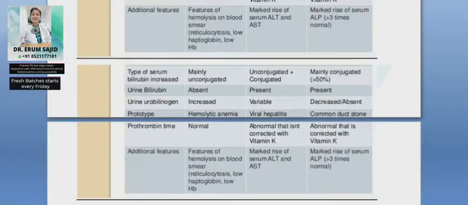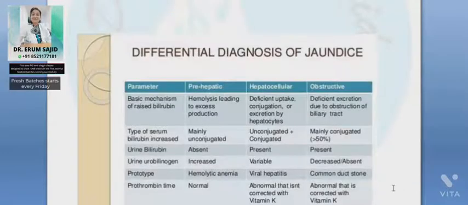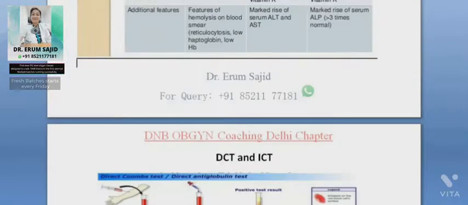See over here, it's going to be markedly decreased, or even absent. Urine urobilinogen is absent or markedly decreased, and this is basically because of a common duct stone, and the hepatocellular pattern is usually because of some kind of hepatitis. So this was nothing, just brushing up.